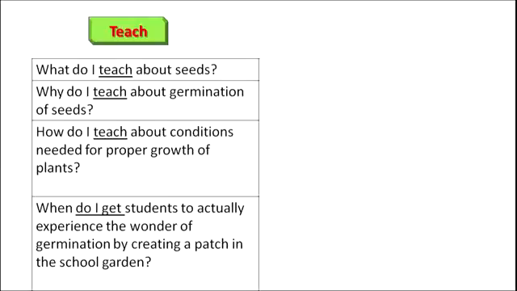Let us consider an illustration. We as teachers, we love to teach. Whenever, wherever, we love to teach. And so as a teacher, look at the left-hand column. It says, what do I teach about seeds? Why do I teach about germination of seeds? How do I teach about conditions needed for proper growth of plants? When do I get students to actually experience the wonder of germination by creating a patch in the school garden? So these are nothing but my objectives of teaching. These are my instructional objectives.